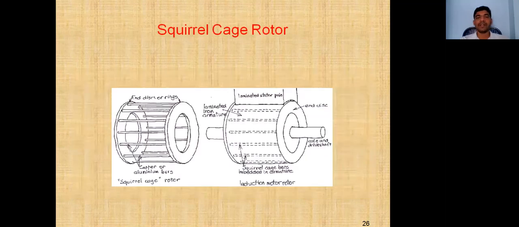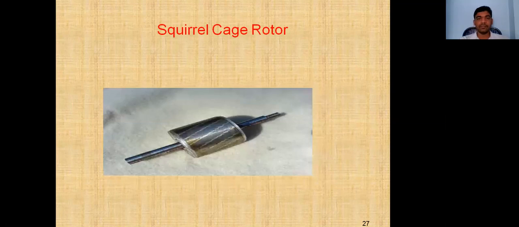The rotor is the squirrel cage type rotor. The rotor construction is like a cage. These are the end rings. These are the copper bars. So it forms like a cage mounted on a shaft. This is the shaft. Squirrel cage bars are embedded in the laminations of the armature core. This is the squirrel cage type rotor.